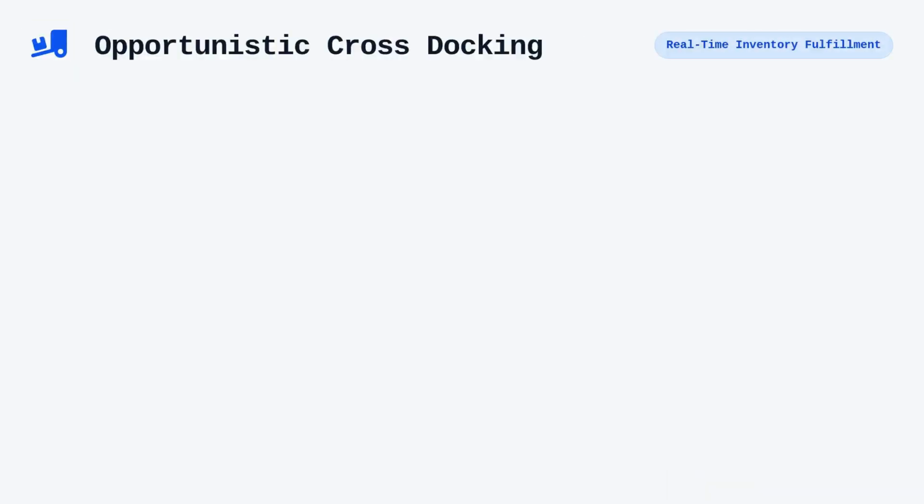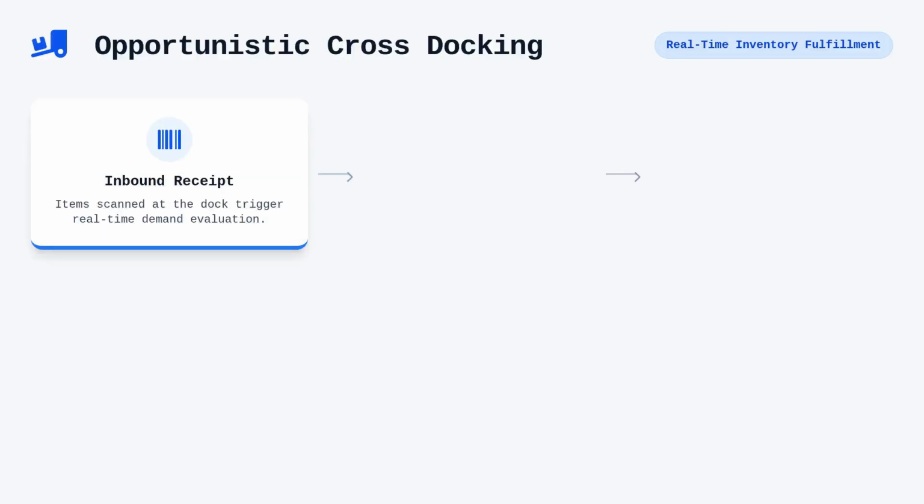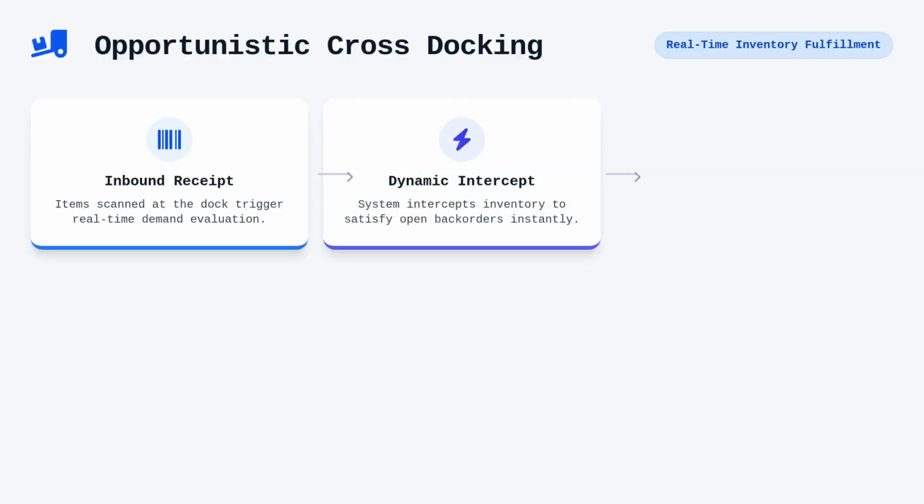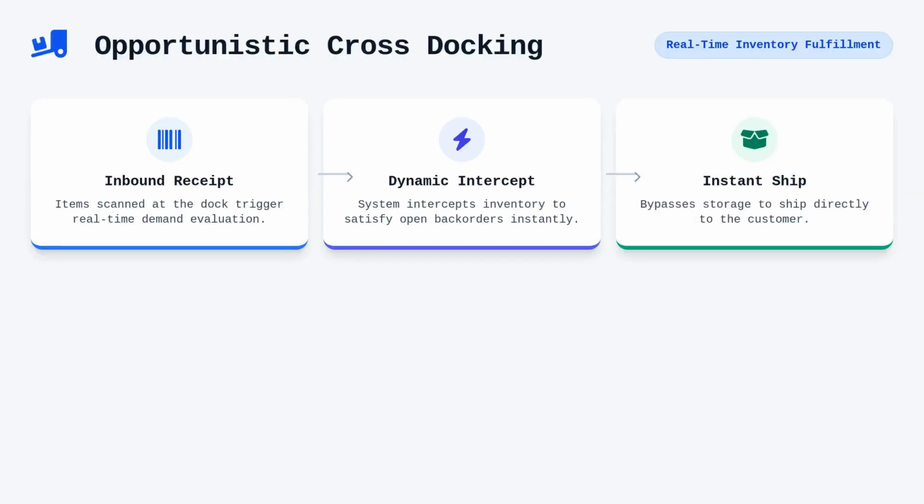Beyond the planned approach, opportunistic cross-docking offers a more dynamic method to handle back orders at the moment of receipt. This methodology evaluates current demand in real time as items are scanned at the inbound dock, allowing the system to intercept incoming inventory that can immediately satisfy an existing open order. This requires a robust setup where the system is permitted to perform these interceptions without manual intervention, provided the criteria defined in your mobile device menu items and work templates are met.